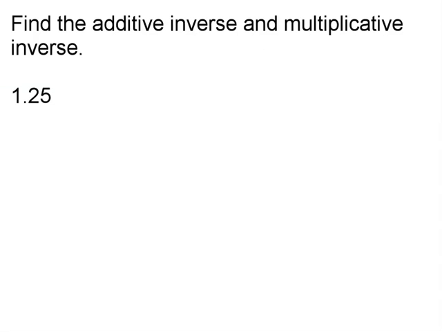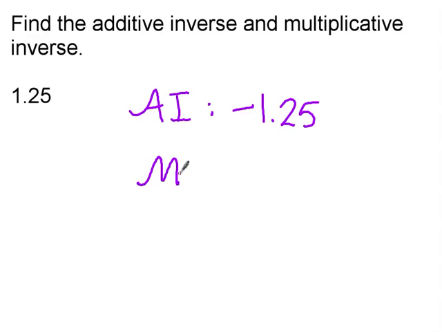Okay, find the additive inverse and the multiplicative inverse. We've got 1.25. First of all, the additive inverse. That's the number that you add to 1.25 to get 0. What's your additive inverse on that? Negative 1.25. So basically, to find the additive inverse, you're finding the opposite. That's it. Pretty straightforward. Okay, the multiplicative inverse, on the other hand, that's the number that you take times 1.25 to make it equal 1.